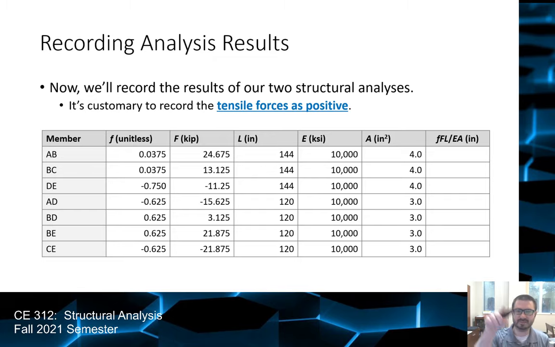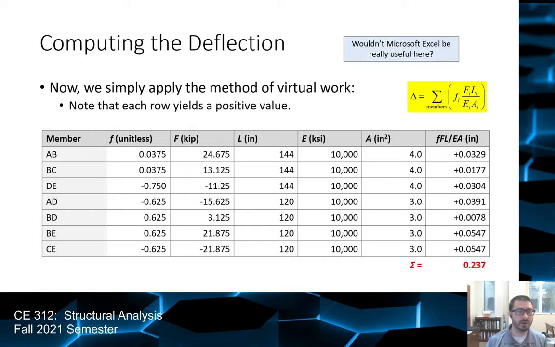we compute little f times big F times L over EA for each member. So for instance, if you do it yourself for the first row, take 0.0375 times 24.675 times 144 divided by 10,000 times 4. If you do that, you'll get plus 0.0329. So this is a very tabular computation. Wouldn't Excel be really useful here? We'll probably pull out Excel during our in-class example to show you how simple it is.